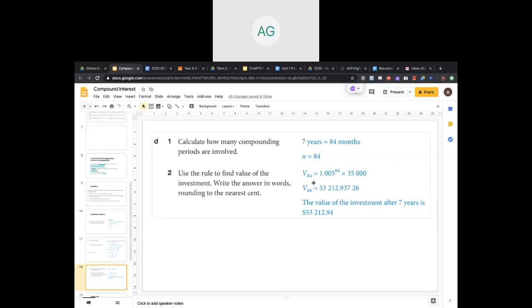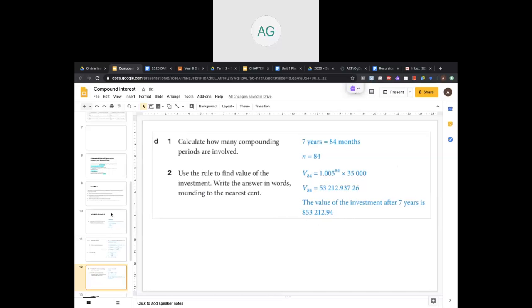So your formula V84 would be, so n is the time period, 1.005 raised to the power 84 times your V0, which is $35,000. So then you get your answer. So value of investment after 7 years is $53,212.94. So there you go, whole question.